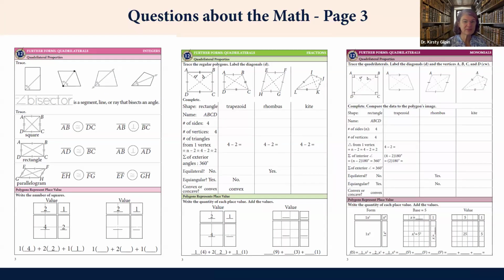And so that brings us to page 3. Are there questions from the concepts or the topics here on page 3?